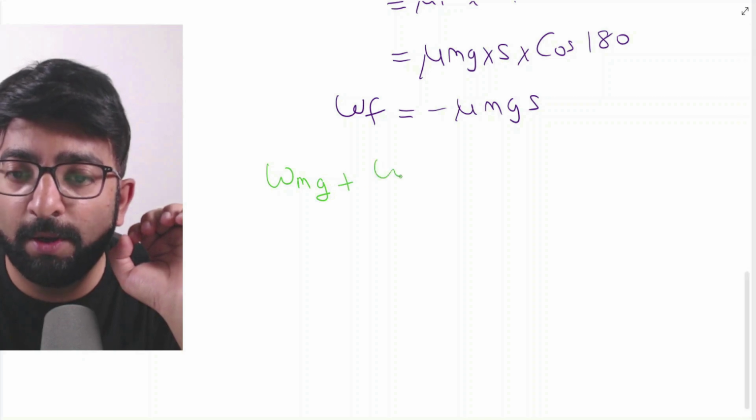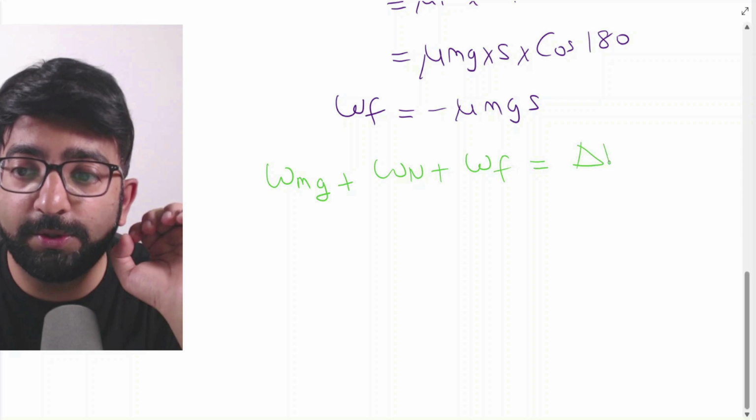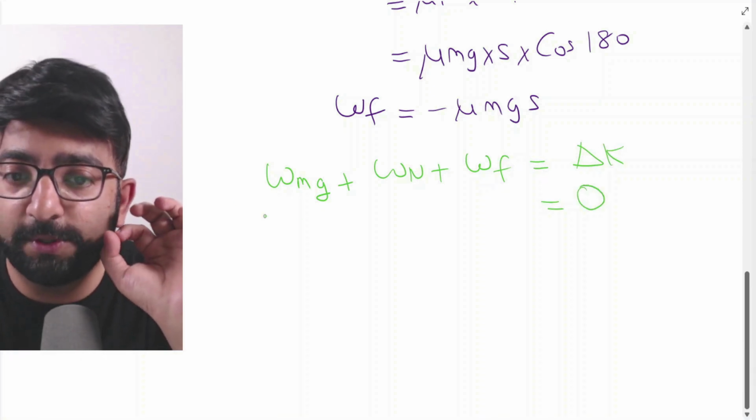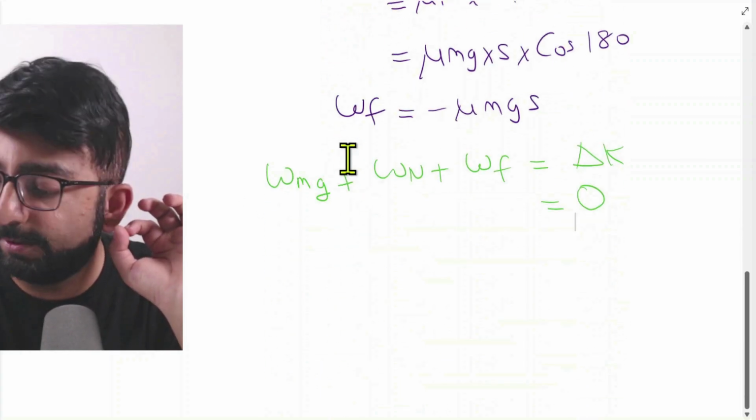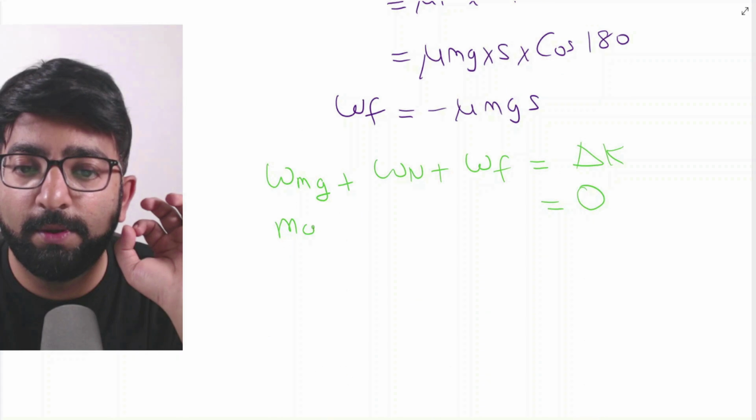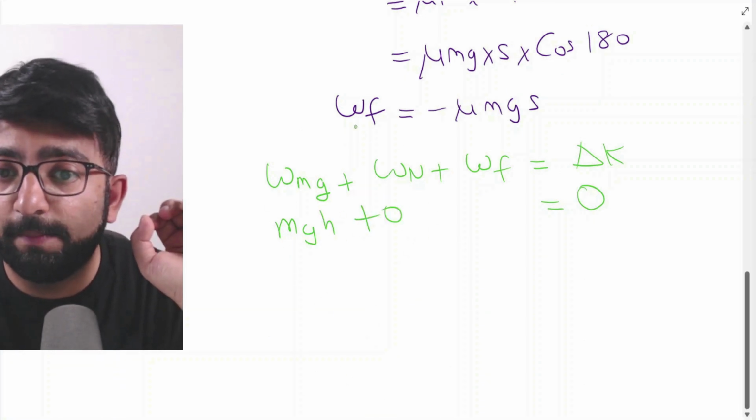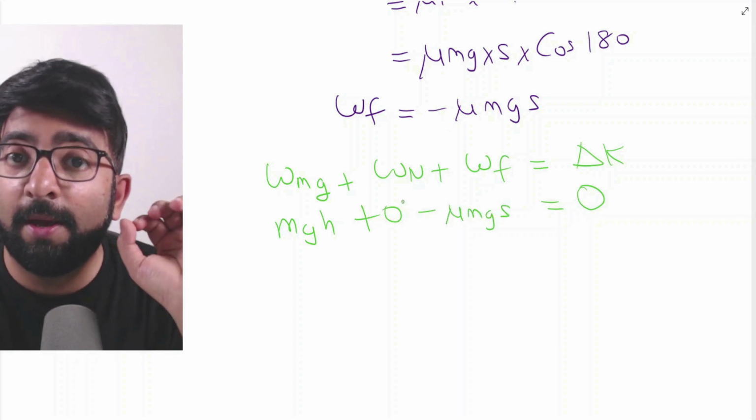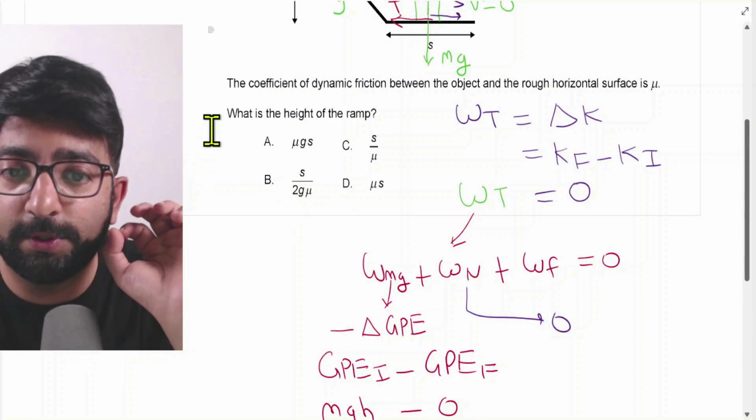Work done by gravitational force plus work done by normal reaction plus work done by friction is equal to change in kinetic energy. The delta K we had deduced earlier to be 0. Work done by gravitational force is mgh. Let's write it down. Work done by the normal reaction is 0 and the work done by friction will be negative mu mgs. Now let's go back to the question to identify which parameter we are supposed to find.